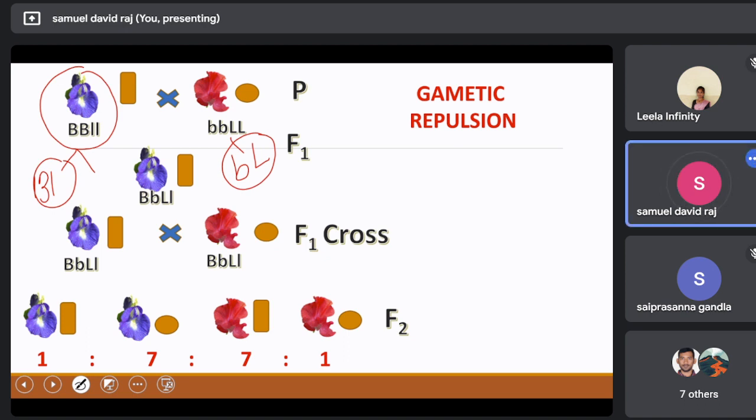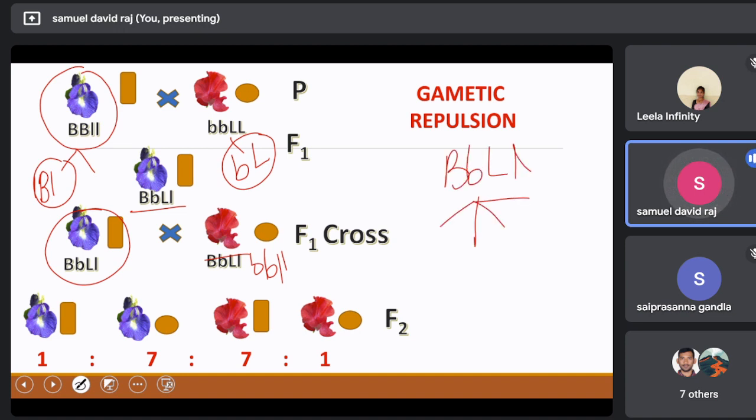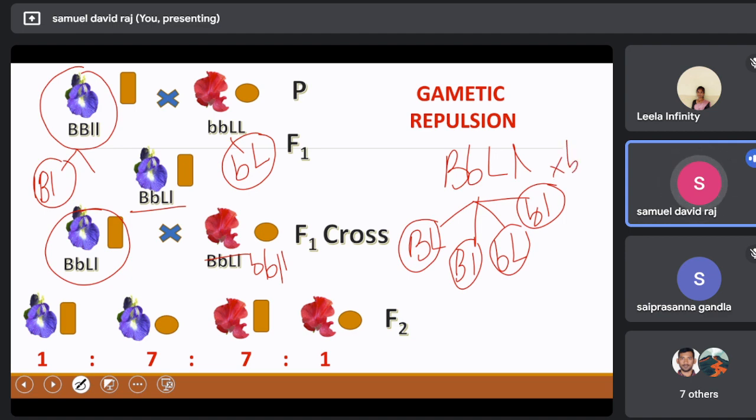So that is the genotype of the gametes. When these cross, capital B, small b, capital L, small l will be the genotype. Now coming back to the heterozygote, which is the same as in the previous experiment. So this produces how many? Four different types of gametes: capital B, capital L; capital B, small l; small b, capital L; small b, small l. And it fertilizes the gamete containing small b, small l.